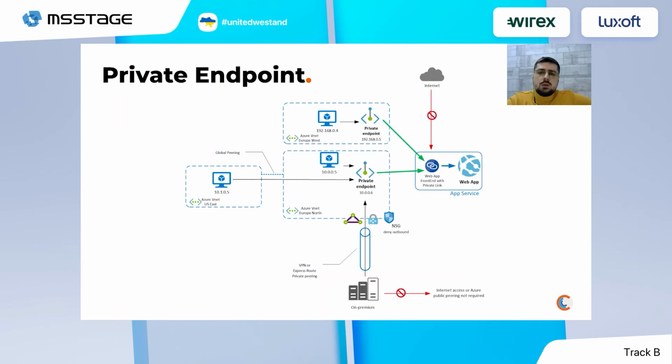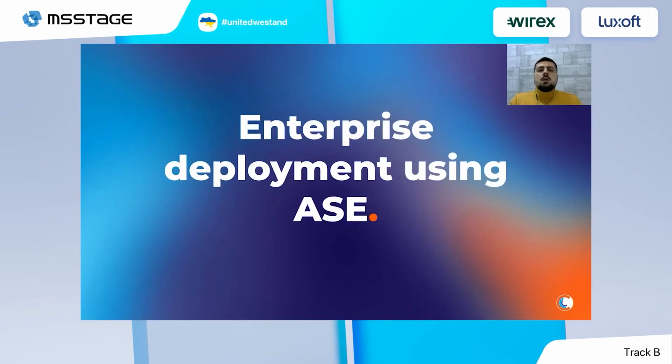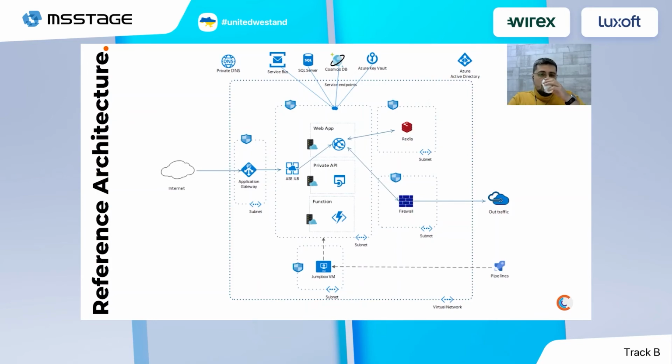This feature allows you to build robust, enterprise-level infrastructure. You may want to know how, and I'll try to explain right now. This is the last topic for today I want to cover, and it's an enterprise deployment reference architecture from Microsoft. This reference architecture demonstrates a common enterprise workload using App Service Environment and best practices for security of this workload.